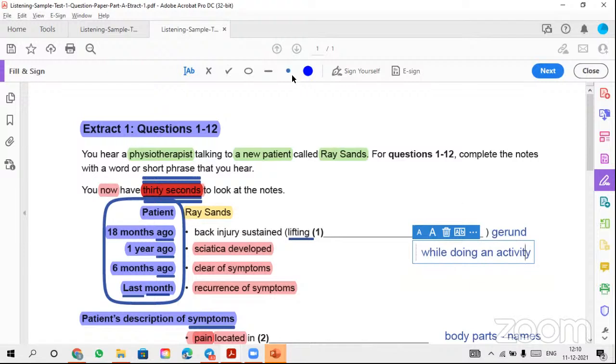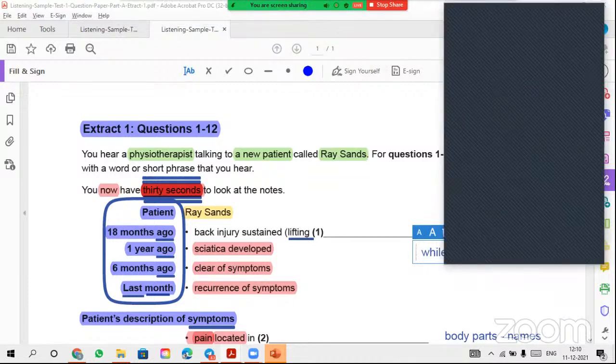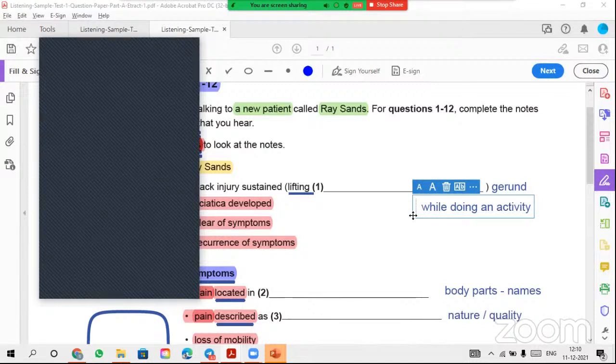Now I am going to activate your vocabulary. Be ready to activate your vocabulary, because these words which I am going to show you will be useful everywhere. I am activating the vocabulary for you now. This back injury sustained, no need to listen to something here. Even before you listen, you know the answers. 90% of the answer you know. What you know? That it is a noun.